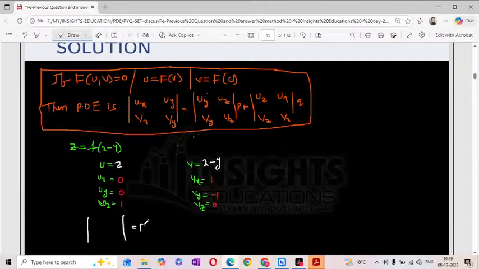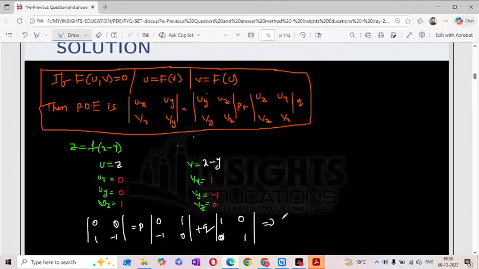First matrix p into second matrix plus q into third matrix. Similarly, the second row of the matrix is 1 minus 1 minus 1 0, sorry, 0 1. Matrix 0 is equal to p into 1 plus q into 1. So p plus q is equal to 0 is our answer.